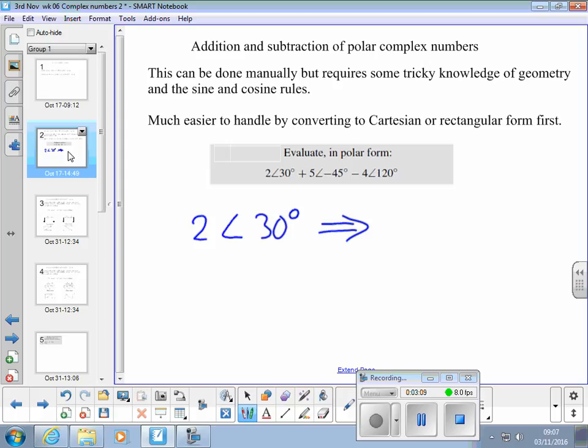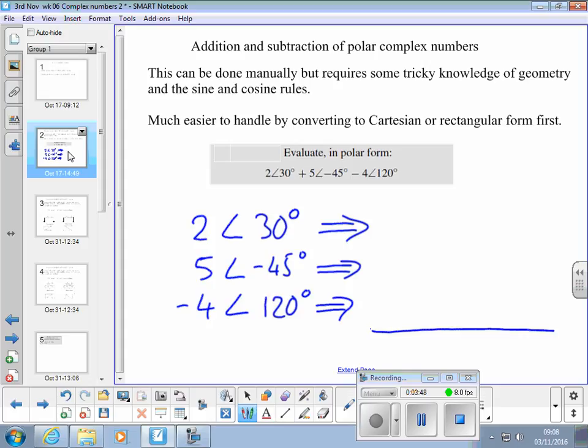So we're going to add to that 5 angle minus 45 degrees. That converts to, and we're going to add to that minus 4 angle 120 degrees. To do 3 manually would require you, before you start, to add those 2 together and get a resultant, and then do the whole process again to add that last one to the resultant of those 2. You couldn't really do it in one go, so that becomes very tricky. This method with the modern calculator is much easier.